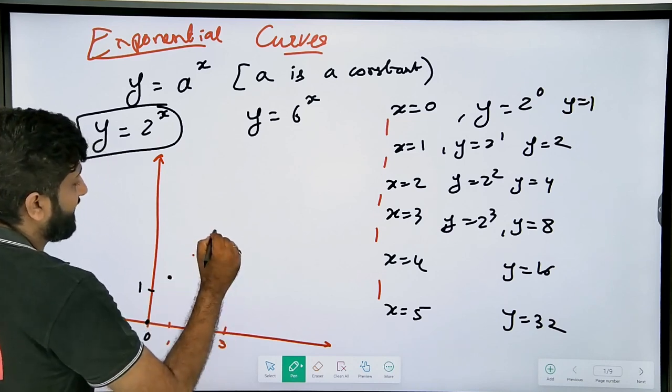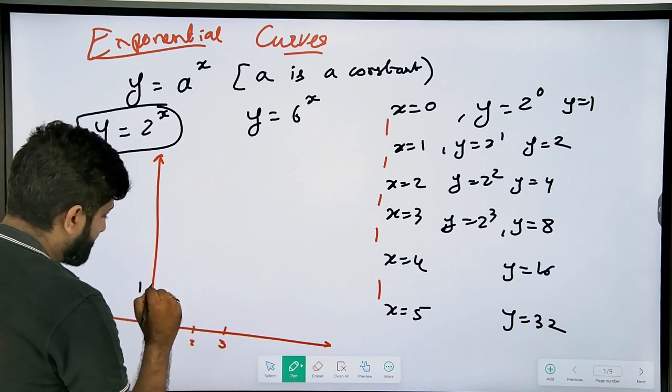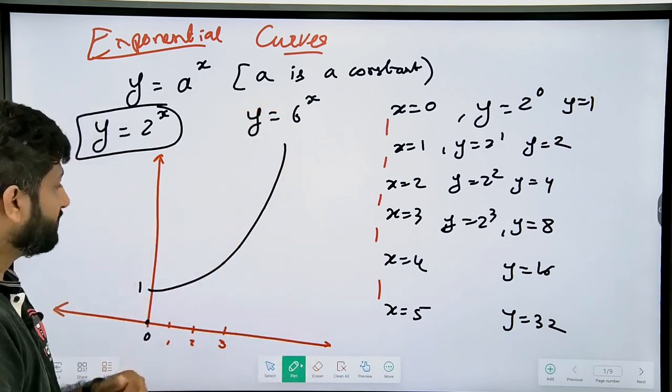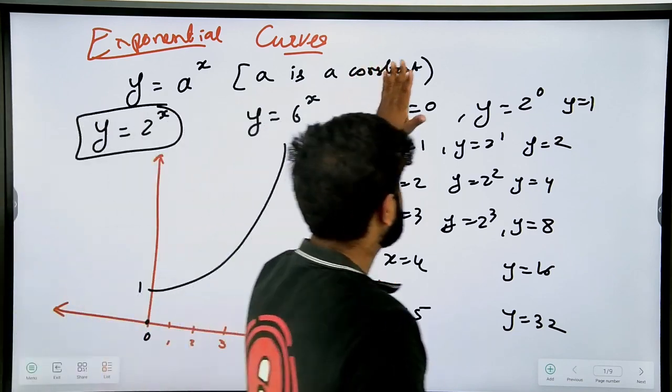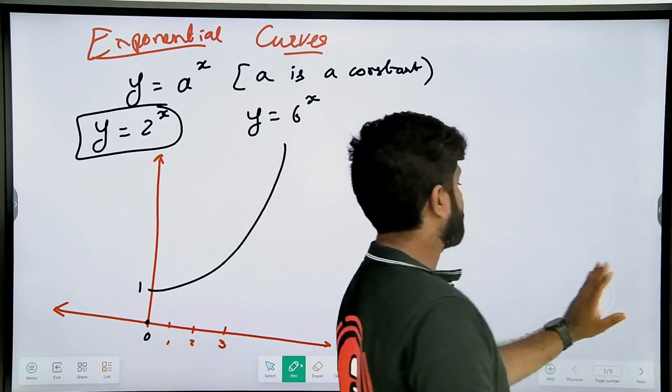When x is 3, y is 8. So this graph is going to increase significantly until it reaches a maximum value. Now, what about the left hand side? The left hand side means those points where my x is negative.